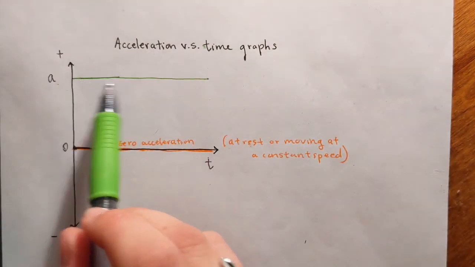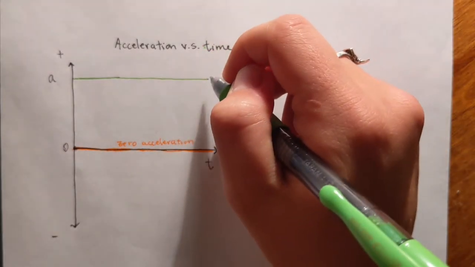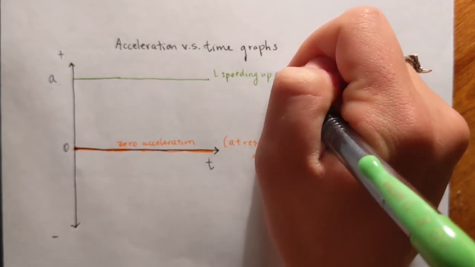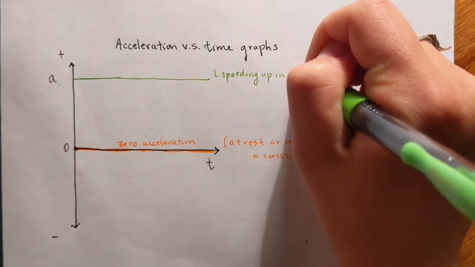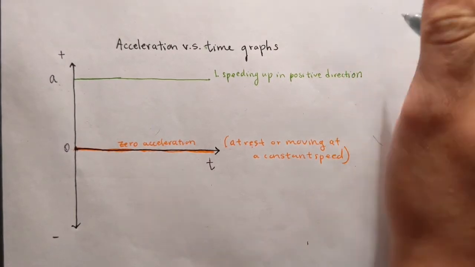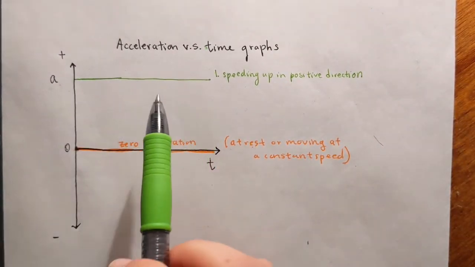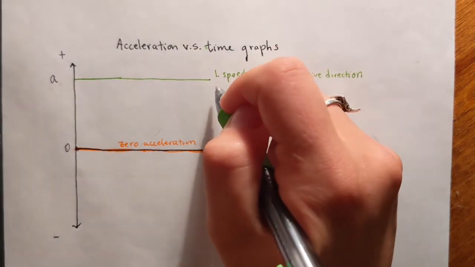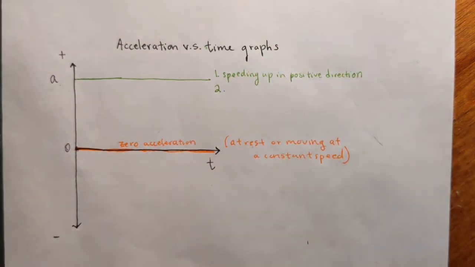So a positive acceleration can mean speeding up in the positive direction. So if you see a positive acceleration, that could mean that the object is speeding up in the positive direction. It can also mean something else, but we'll come back to that.